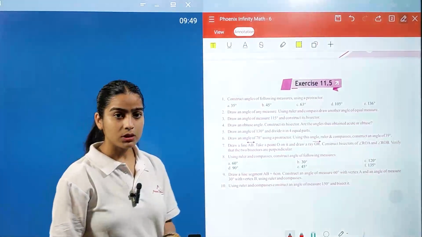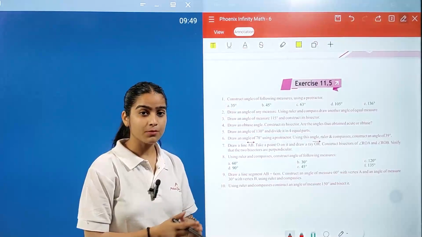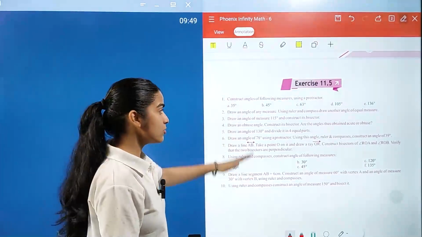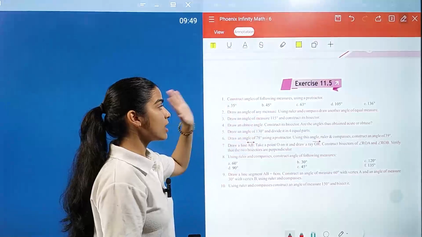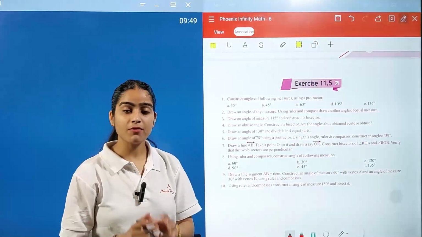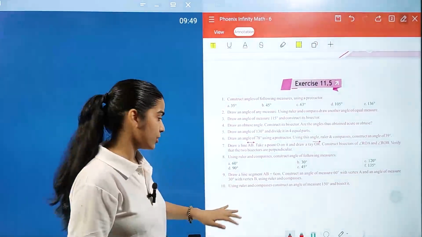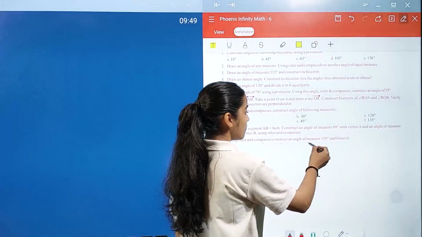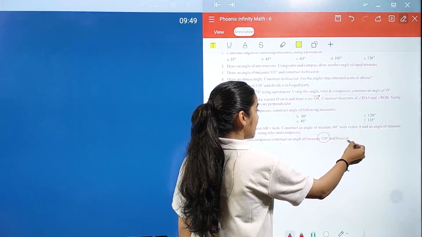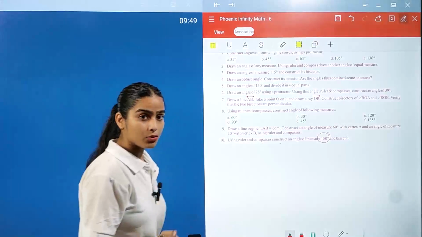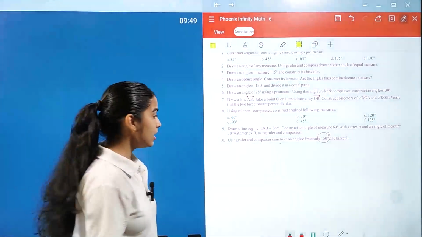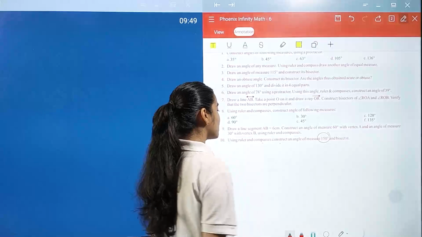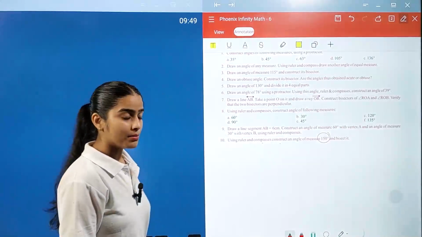Basically what you have to do, the above section, the above concept, you have to go through it one more time, and then you can do the rest of the questions in exercise 11.5 very easily, because the same steps you have to follow here. So let's see the last question. Using ruler and compass, construct an angle of measure 150 degree and bisect it. So you already know how to draw a bisector of the angle, and you can easily make your 150 degree angle with the help of ruler and compass.